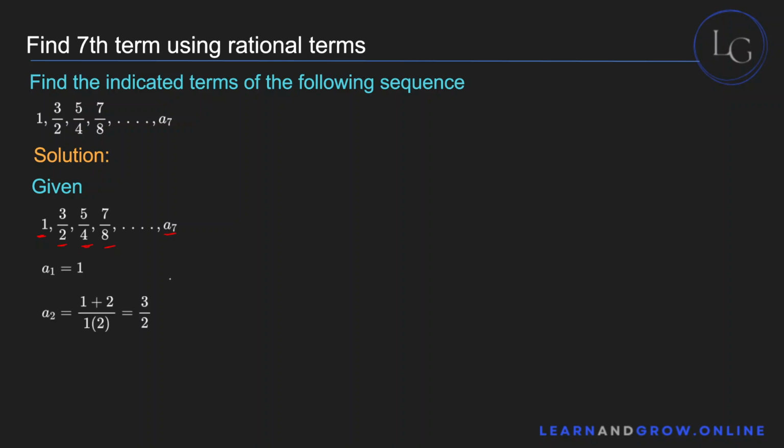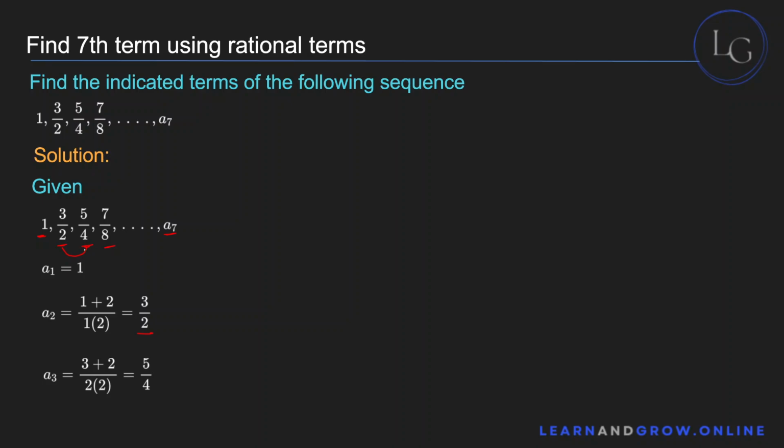So A1 is given to us, and A2 is 3 by 2. Well, obviously it will be something like this: 1 plus 2 will give you 3, and 1 into 2 will give you 2. So that's how you get 3 by 2. Now we have to go from 3 by 2 to 5 by 4. Well, 3 plus 2 will give you 5, and 2 into 2 will give you 4. So we'll deal with the numerators in one sequence, and the denominators in a different sequence.